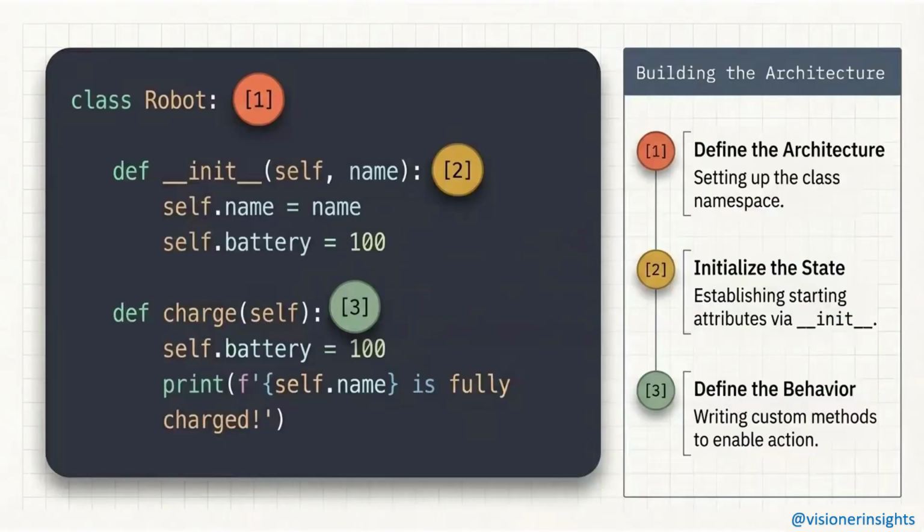So let's just boil it all down. It's really just a simple three-step process. First, you design the architecture, the blueprint, using the class keyword. Second, you define the factory settings for every new object using __init__. And third, you give it actions, you give it behaviors by defining methods like work or charge. That's the fundamental loop for building any object in Python.